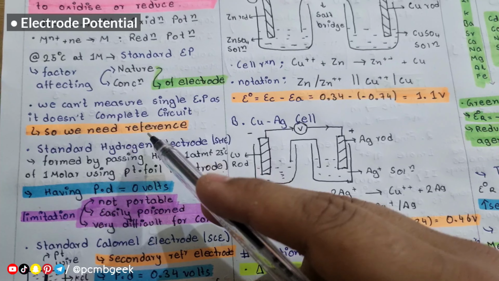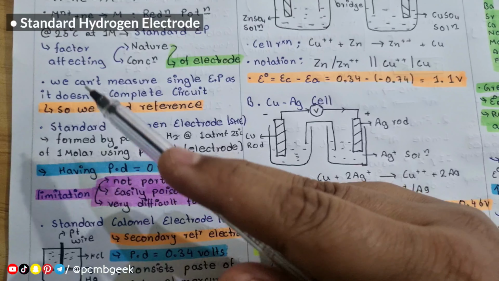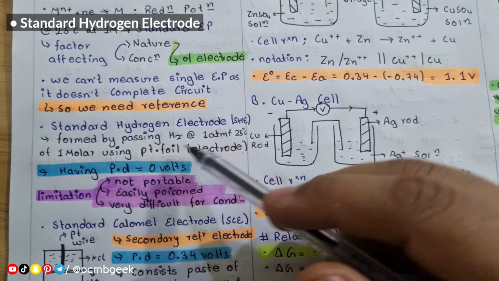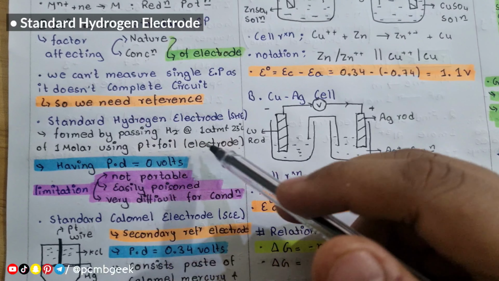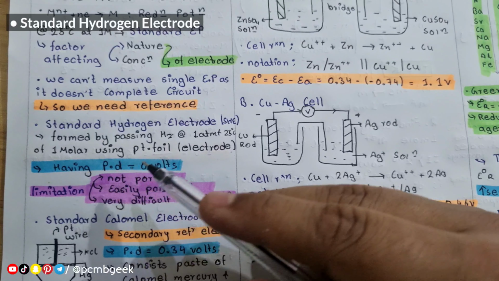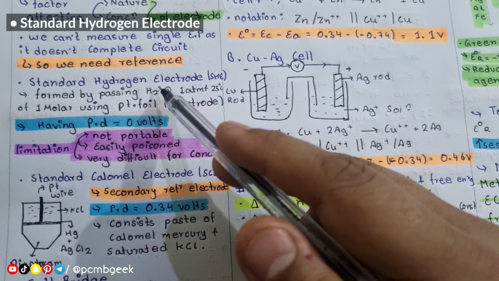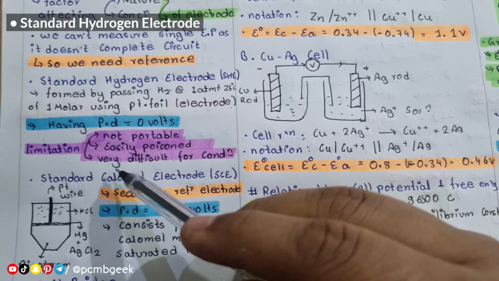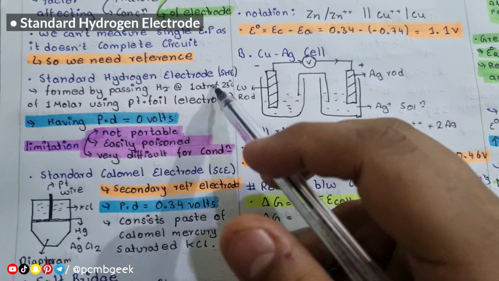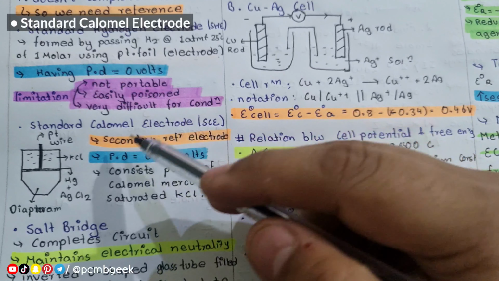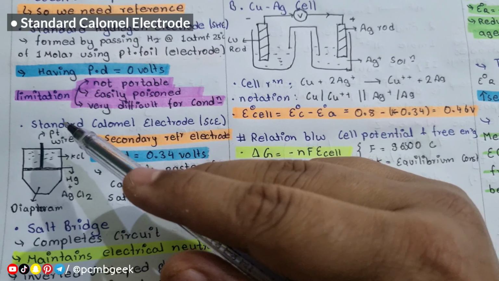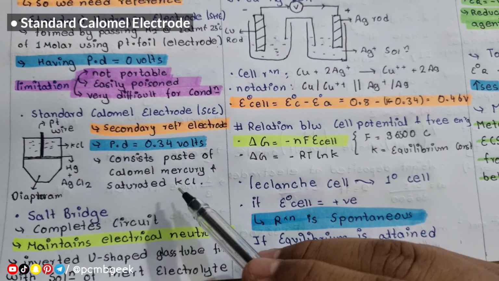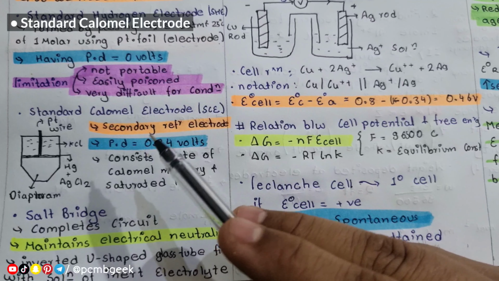That's why we need a reference electrode. Most widely used primary reference electrode is SHE, that is standard hydrogen electrode, which is formed by passing hydrogen gas at standard condition using platinum foil as electrode. It has the standard potential of 0 volts. The drawbacks of standard hydrogen electrode are that it is not portable, the platinum foil used at electrolyte gets easily poisoned, and the hassle for managing the standard condition is high. That's why we use secondary reference electrode, that is standard calomel electrode, which consists of the paste of calomel, mercury and saturated KCl. It has the standard potential of 0.34 volts.